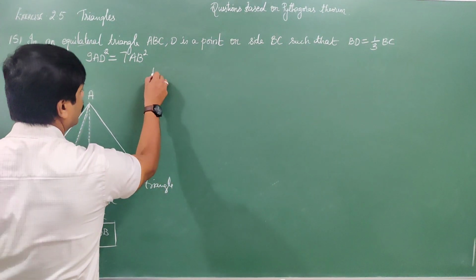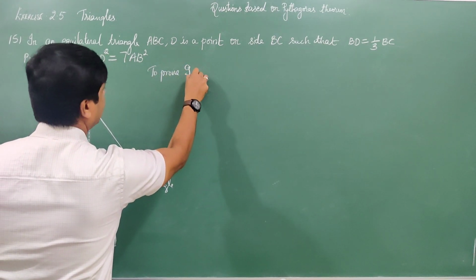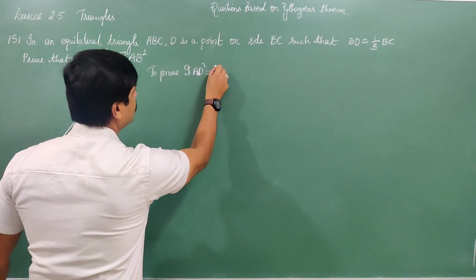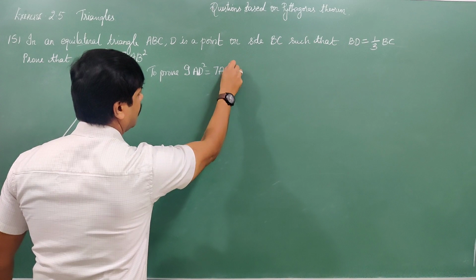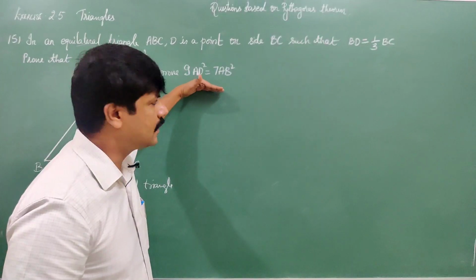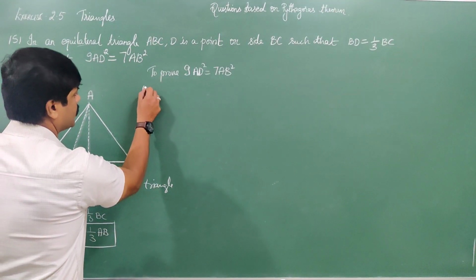Now let's see what we need to prove. To prove: 9AD square is equal to 7AB square. To arrive at this solution, we need to make some construction.